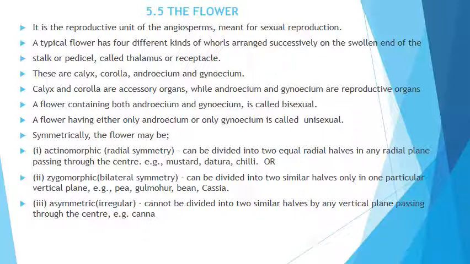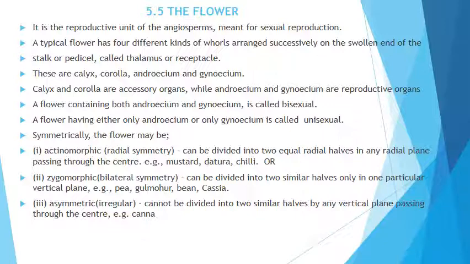Calyx and corolla are accessory organs, while androecium and gynoecium are reproductive organs. A flower containing both androecium and gynoecium is called a bisexual flower. A flower having either only androecium or only gynoecium is called unisexual. If we look at the flower symmetrically, we find that flowers are divided into 3 different categories.